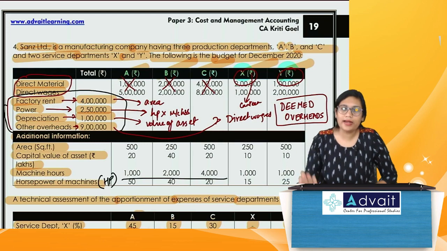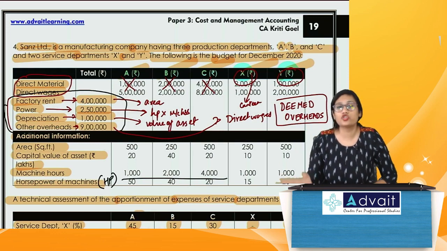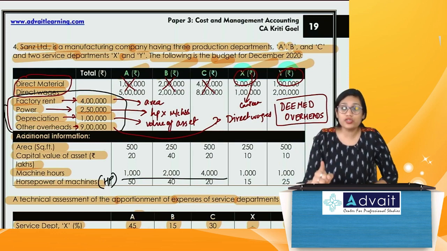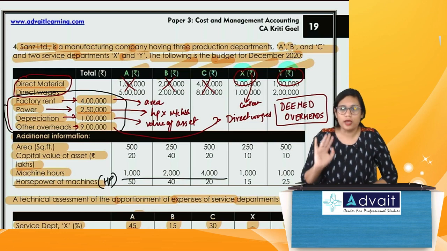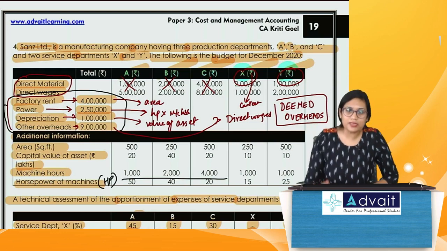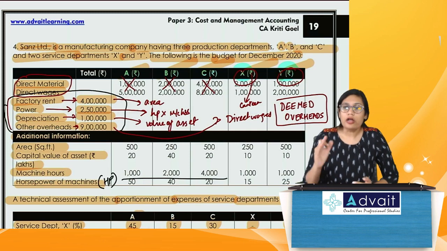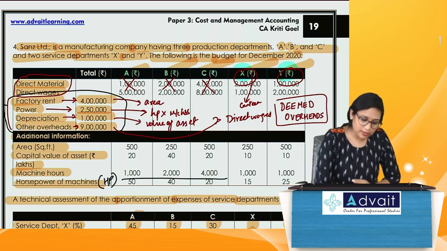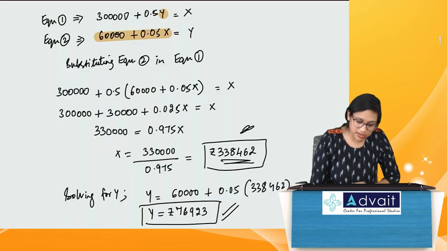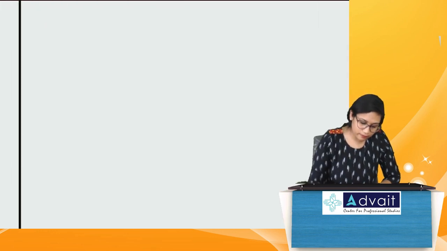Once we are at our primary distribution summary, then we will do the reapportionment of service department costs to production departments using the repeated redistribution method. And once that happens, X and Y will show 0, and using A, B, C's overheads, we will calculate the absorption rate. So it's fairly a long problem. Guys, okay? So shall we start? Lots of things have to be done in this problem.